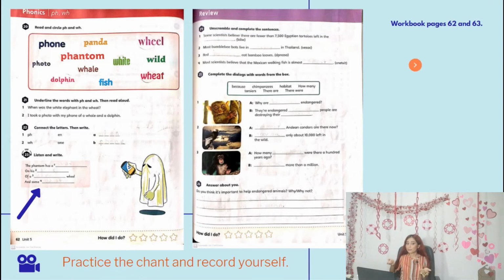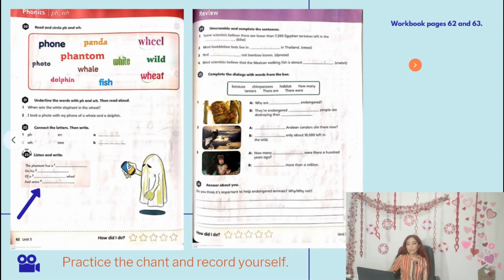Workbook, page 62. Activity 23. Listen and write. The phantom has a photo on his phone of a white wheel and some wheat.